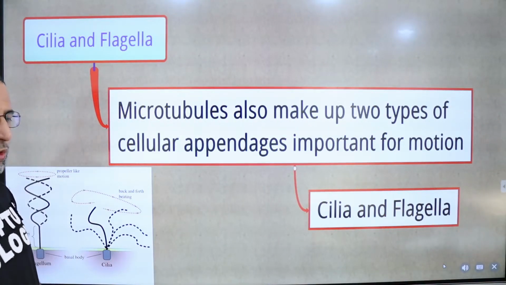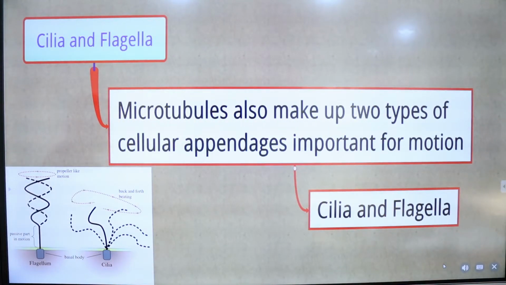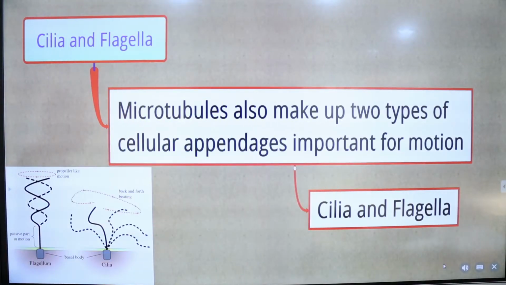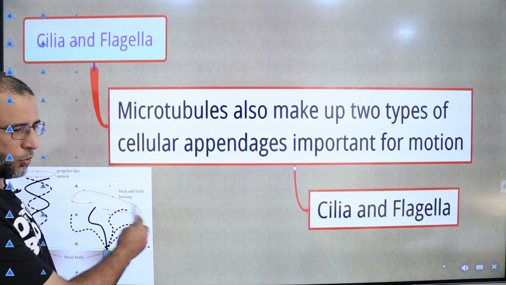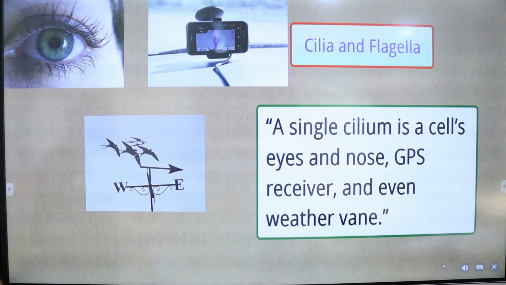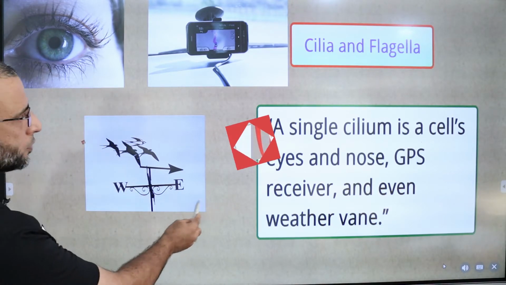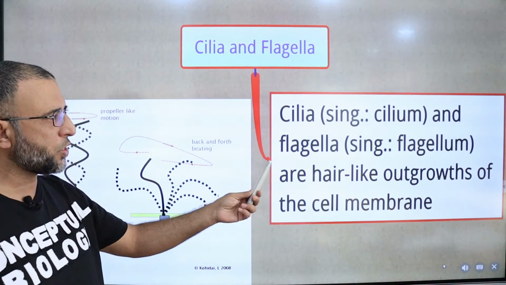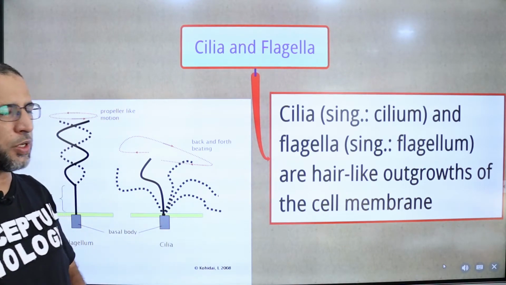Cytoskeleton like microtubules also make up two types of cellular appendages important for motion, that is cilia and flagella. So, cilia and flagella are made up of microtubules. As one science writer noted, a single cilium is a cell's eyes and nose, GPS receiver and even weather vane. Cilia is plural, cilium is singular, flagella is plural, flagellum is singular.